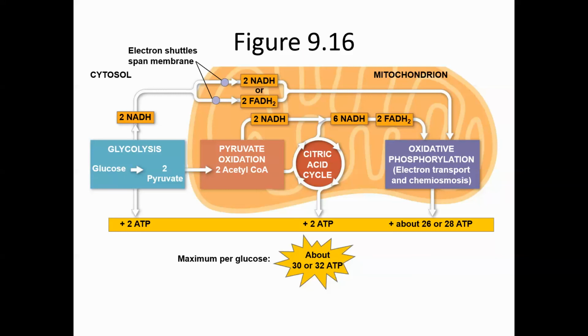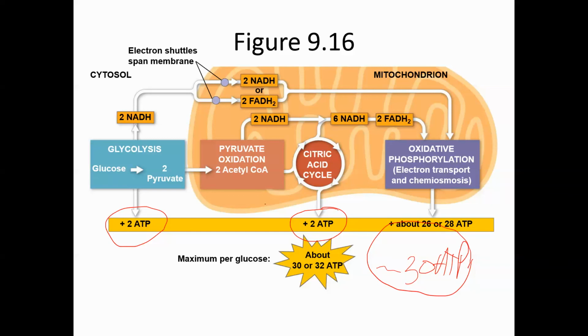So overall, we have glycolysis, oxidation of pyruvate, citric acid cycle, and oxidative phosphorylation. Glycolysis makes 2 ATP through the process of substrate level phosphorylation. Citric acid cycle makes 2 ATP. By the way, I'm talking about per molecule of glucose, not per pyruvate here. And oxidative phosphorylation is going to give us a total of around 26 to 28 ATP. So all told, we get around 30 ATP out of each glucose.